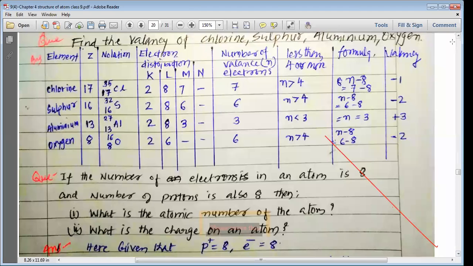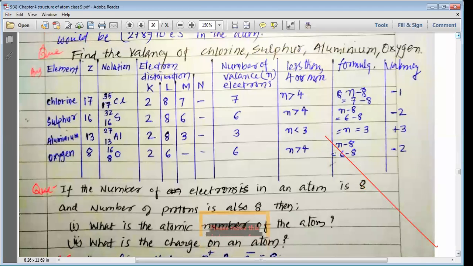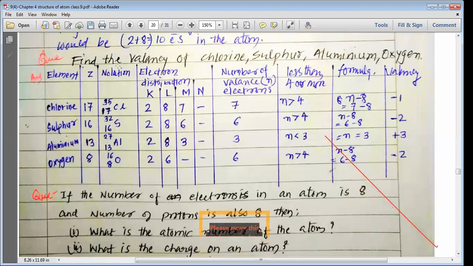Now, my dear students, we want to study the next one. Let us read the question: find the valency of chlorine, sulfur, aluminium and oxygen. To find the valency, we first need to write the names of these elements: chlorine, sulfur, aluminium and oxygen. Then we'll write their atomic numbers. For chlorine it is 17, for sulfur it is 16, for aluminium it is 13 and for oxygen it is 8.